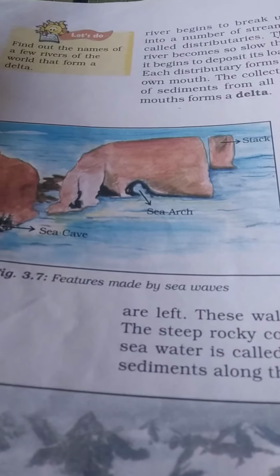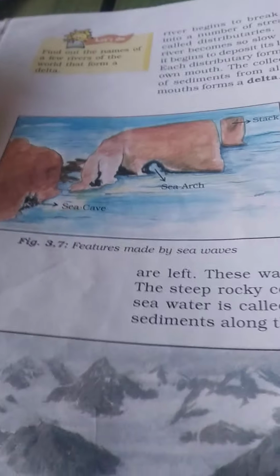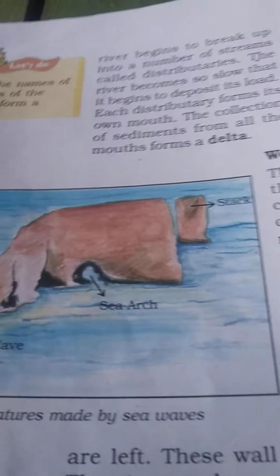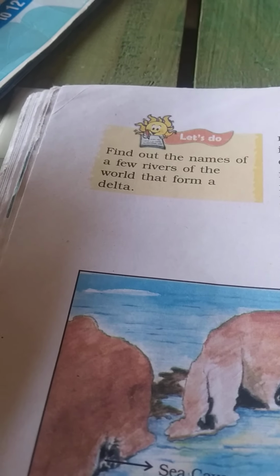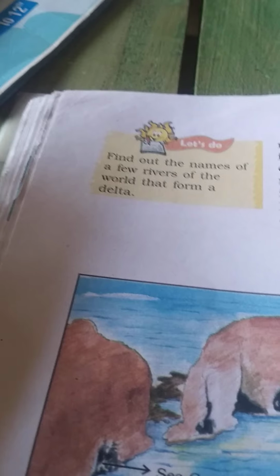So if anyone asks what is a sea arch, you can tell them: when sea water hits the rock continuously after forming a sea cave, the remaining wall is also broken and it forms a transparent way, which is known as a sea arch. Now comes the stack. Further erosion breaks the roof and only walls are left. These wall-like features are called stacks.